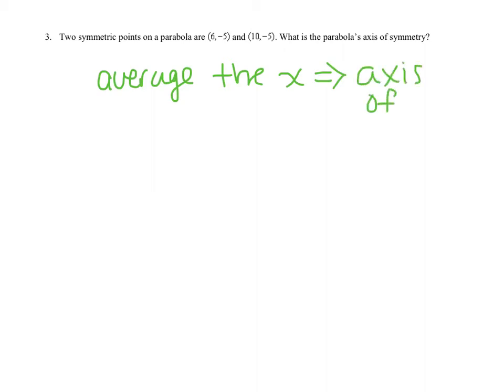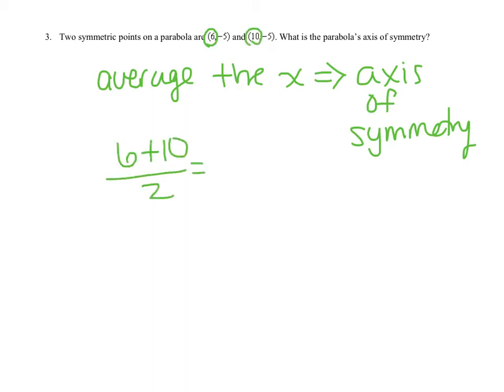All right, so how do we find the average of something? You find the average by adding them together and dividing by 2. So my x's are 6 and 10. So 6 plus 10 divided by 2, that's 16 divided by 2, which is equal to 8. So my axis of symmetry would be x equals 8.